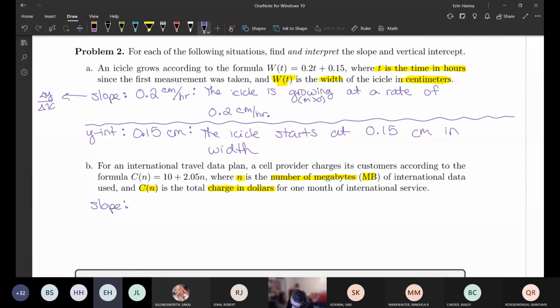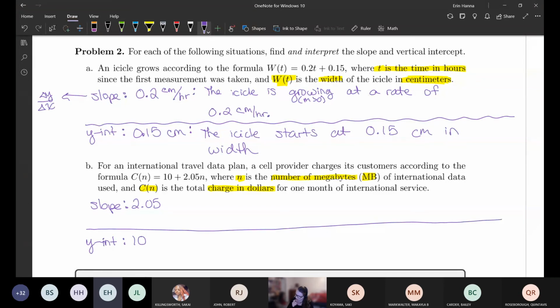Since it's given to us in the y = mx + b format, we just pull them off. Now be careful, it's not necessarily that the first thing listed is the slope. The slope is always the thing next to the variable. So the slope here is 2.05, and the y-intercept is 10.